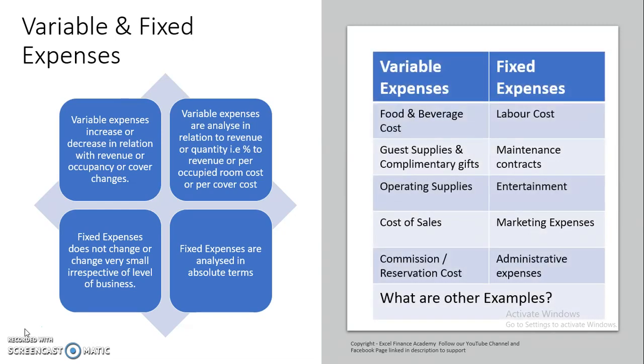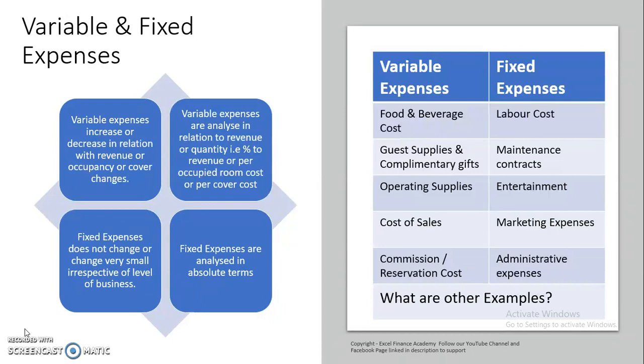So these are some examples of variable expenses and fixed expenses. Variable expenses mostly consist of food and beverage costs, guest supplies, complimentary gifts, operating supplies, cost of sales, commission, and reservation costs, which change as the revenue changes, as the business level changes. So if there are so many covers, then the food and beverage cost will increase in line with the revenue. It may not be exactly the same percentage, and that is part of the analysis: why the cost is not increasing or decreasing in the same proportion as the revenue.